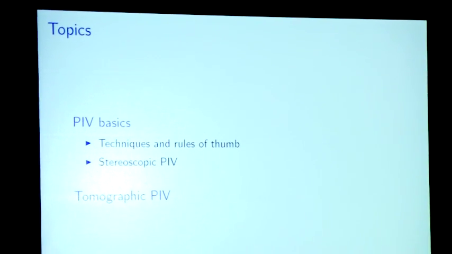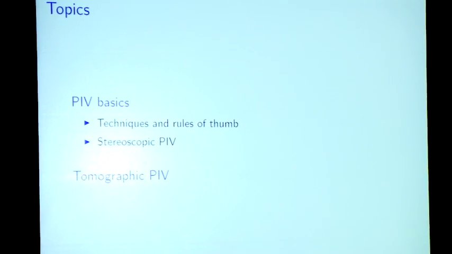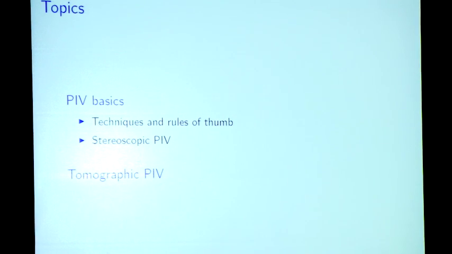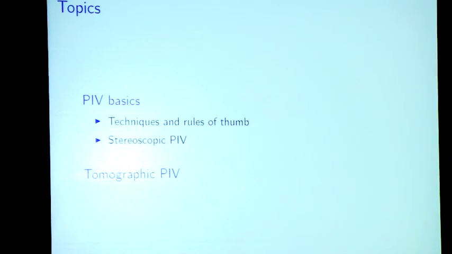So I want to talk about some techniques and rules of thumb. Then talk about stereoscopic PIV, and finally tomographic PIV. And some of this will be a little bit of a repeat from the introduction, so I'm going to pick up from the introduction and turn it into something bigger.